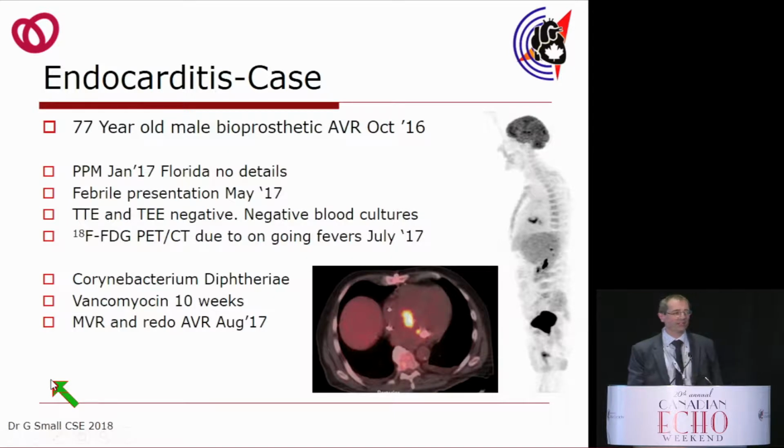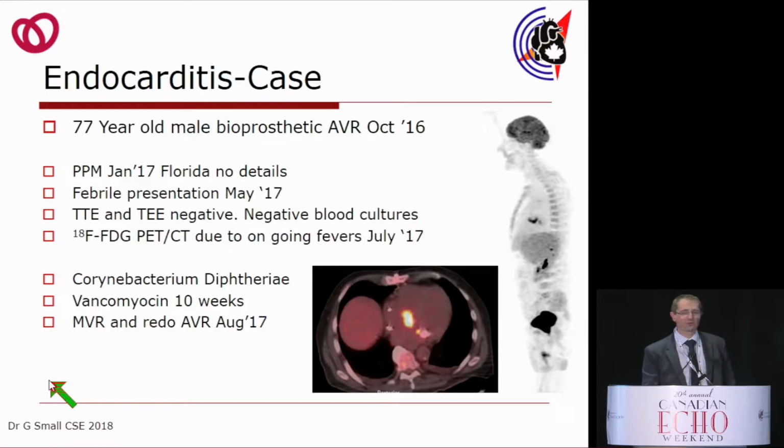So this is our first case, and it really demonstrates the utility of FDG PET within endocarditis, and particularly prosthetic valve endocarditis. So this was a 77-year-old man who had severe aortic stenosis and underwent an uncomplicated bioprosthetic aortic valve replacement in the fall of 2016. He then went for his stay vacation down in the US over the Christmas and winter period. We don't have the details of his admission there, but he needed a permanent pacemaker implanted. He then returned to Ottawa in the May of 2017 with a febrile illness.